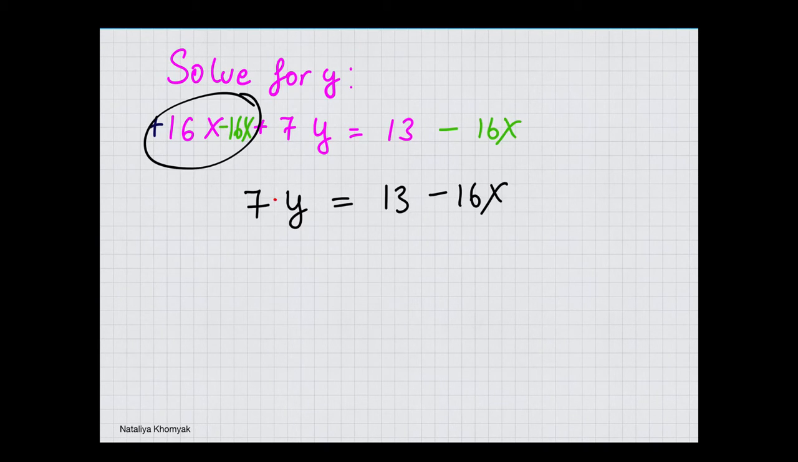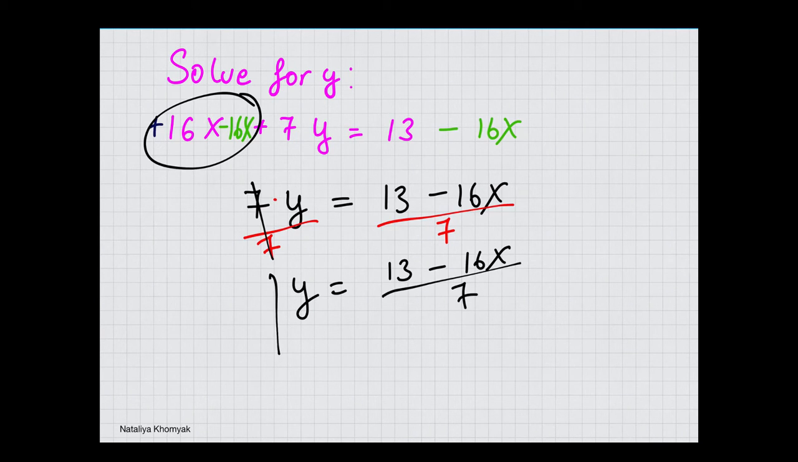Y is being multiplied by 7. The opposite is to divide by 7. What you do to one side of the equal sign, you need to do the same thing to the other side. So over 7, 7 divided by 7 is 1. Y equals 13 minus 16x over 7. And this is our solution.